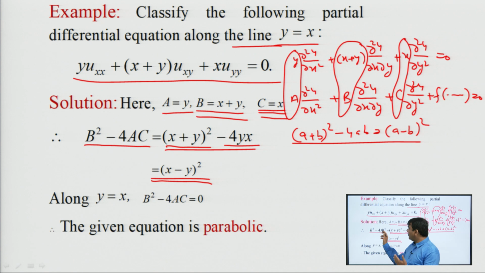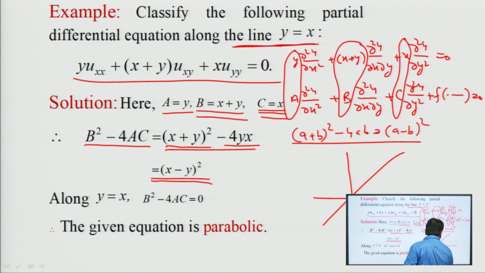So, the value of b² − 4ac for this differential equation is (x − y)². So, this value is dependent on x and y. For different values of x and y, we may get a different nature of this differential equation. But here we have to determine the nature along the line y is equal to x. Along this line we want to evaluate the nature of the given differential equation.